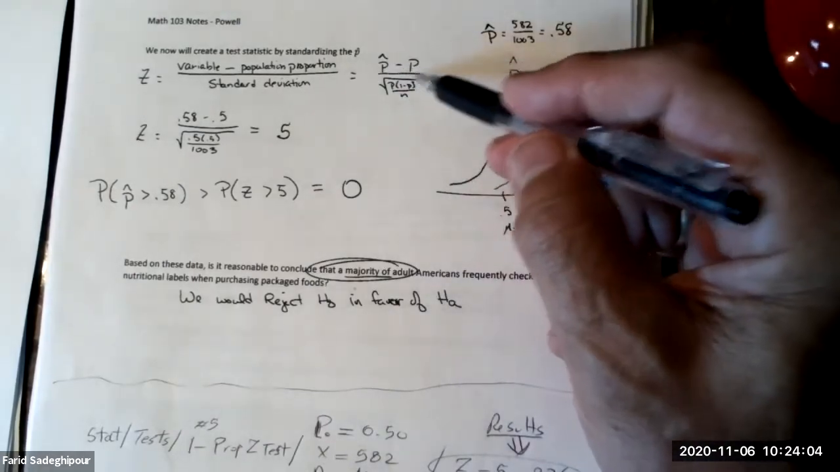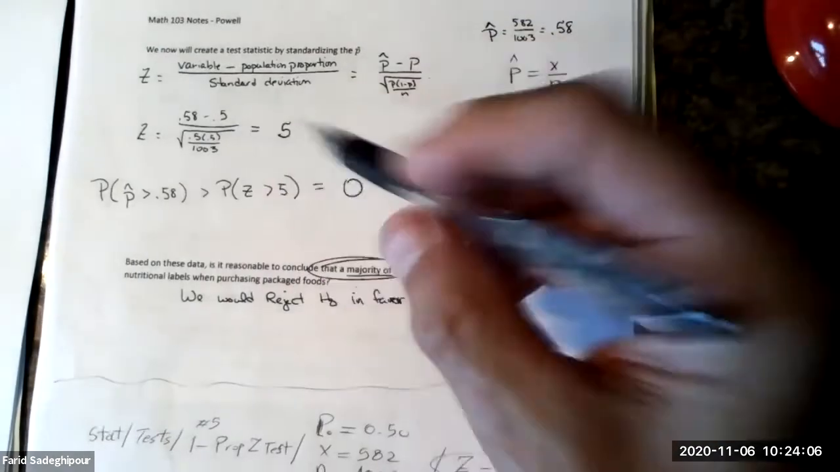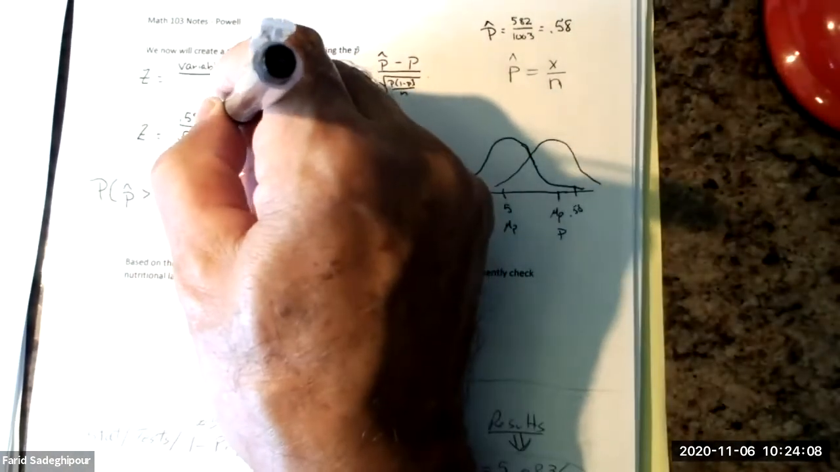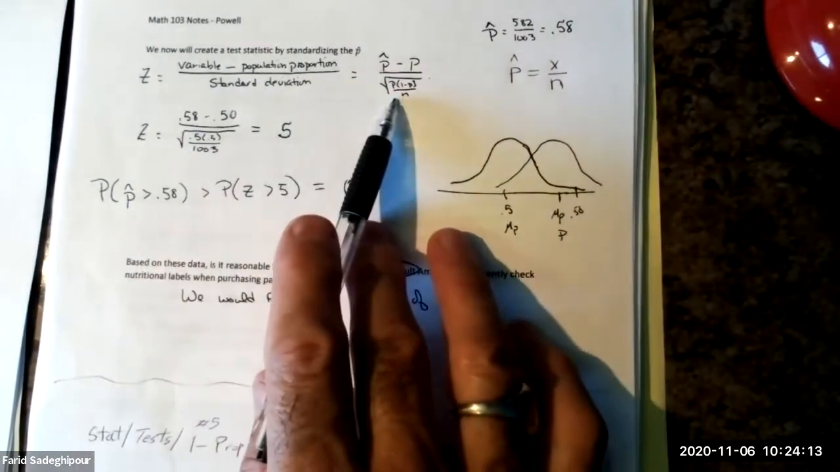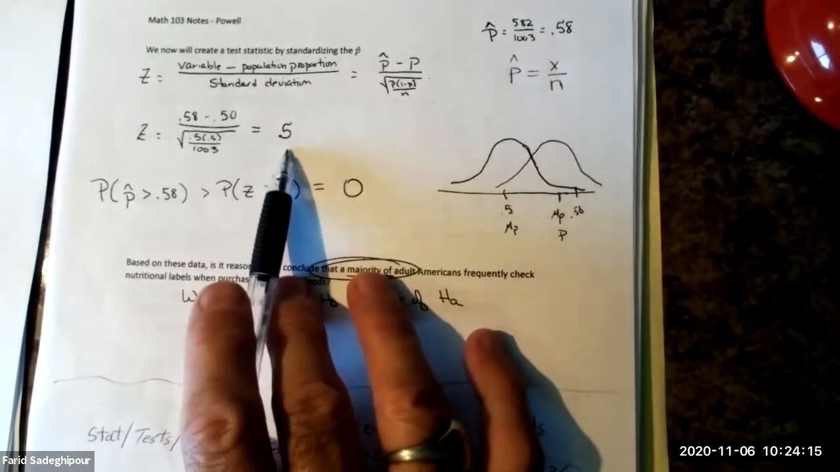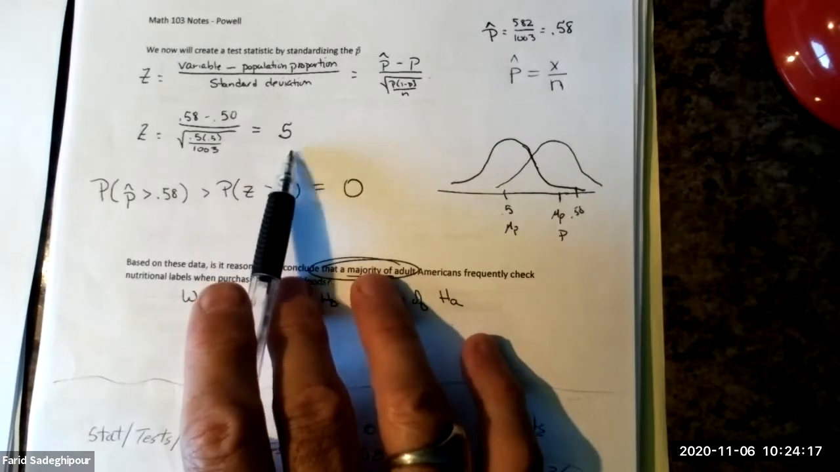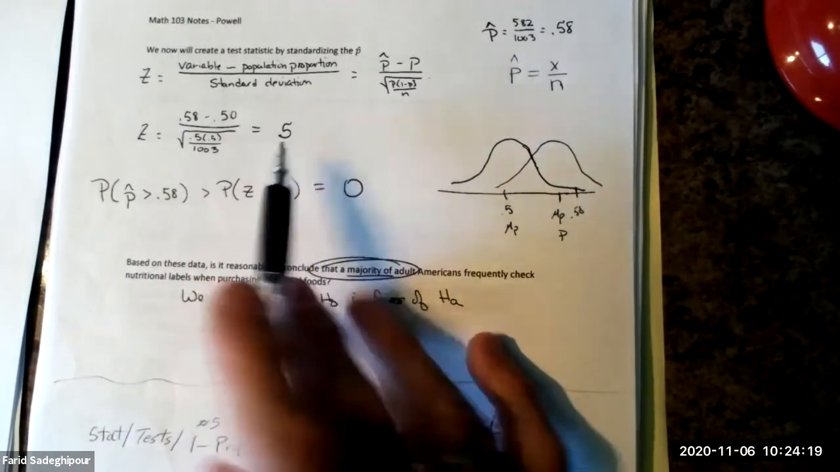P is the original claim, which was 50%. And the bottom is the standard deviation, which is this formula. So you put that in, you find the value of z. Now you want to calculate the area of this z.